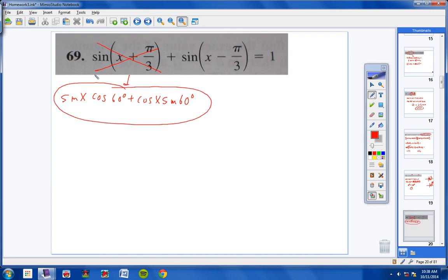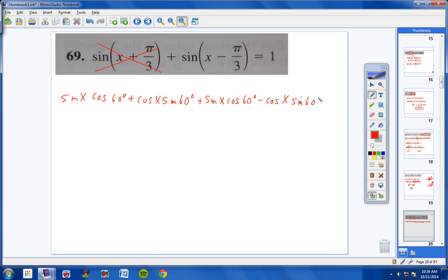All right, now, make a substitution for this here. So when you're subtracting two angles, it'd be sine, cosine, minus cosine, sine. So, plus, then we have sine, cosine, minus cosine, sine equals 1, okay? Now, let's pull this up here real quick.